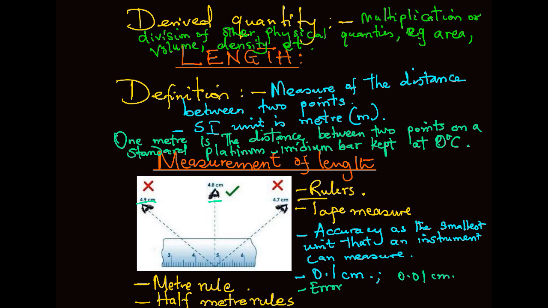When it happens that it is on the other side, we end up with an inaccurate reading of 4.7 instead of 4.8. So the eye should be placed perpendicular to the scale to avoid an error which we call error due to parallax. Such errors arise when the eye is not perpendicular to the scale.